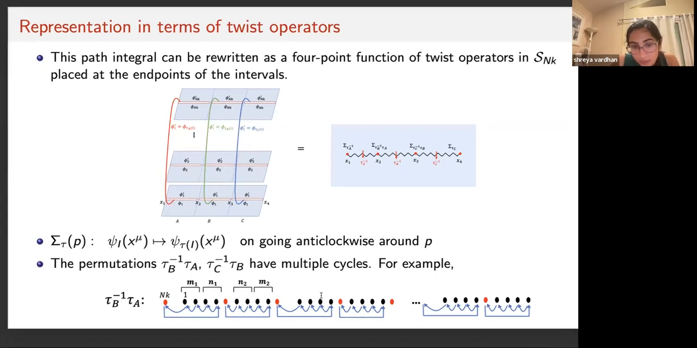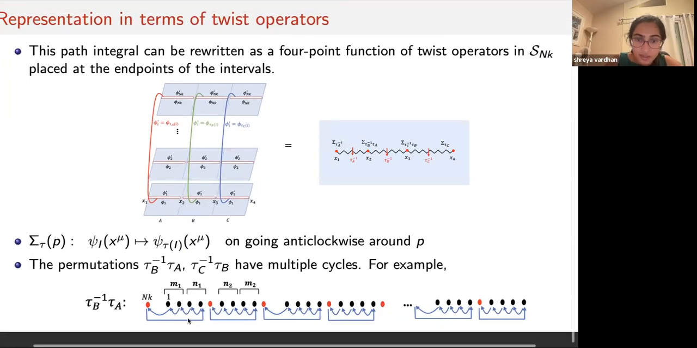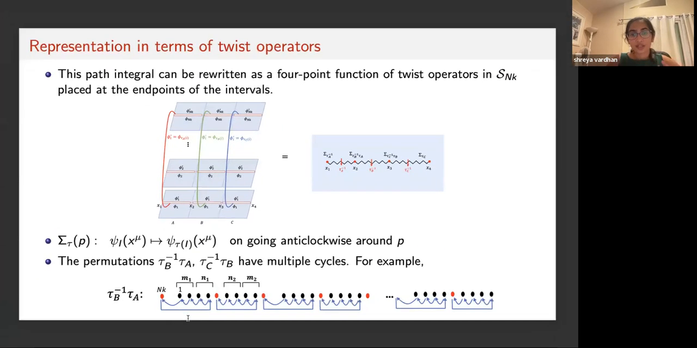This is one example, for instance. This kind of picture is supposed to show that this element goes to this one, and this element goes to this one, etc. And if there's an element which is not part of a cycle, then it's just sent to itself. Okay, anyway, so you can identify some permutations in this way, and now you have a 4-point function of some twist operators.